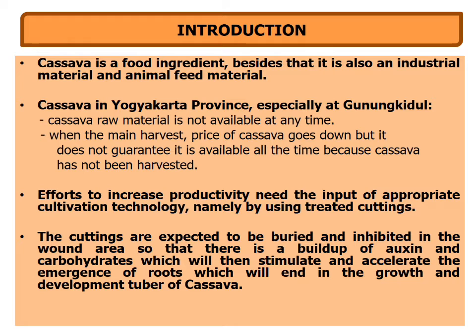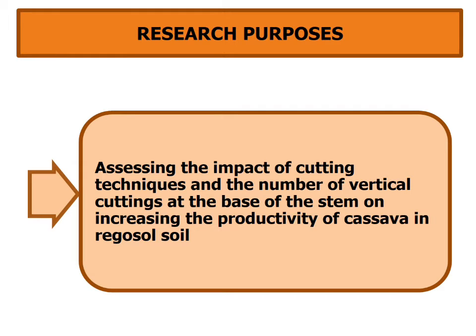Based on this description, it is necessary to conduct a study on the effect of the number of perpendicular cuts at the base of the cassava stem on increasing the productivity of ketan cassava variety in Regosol soil. Research purpose: assessing the impact of cutting techniques and the number of vertical cuttings at the base of the stem on increasing the productivity of cassava in Regosol soil.